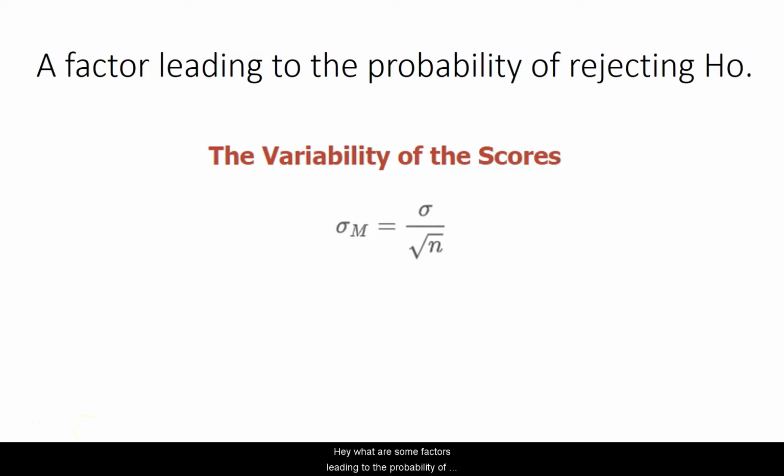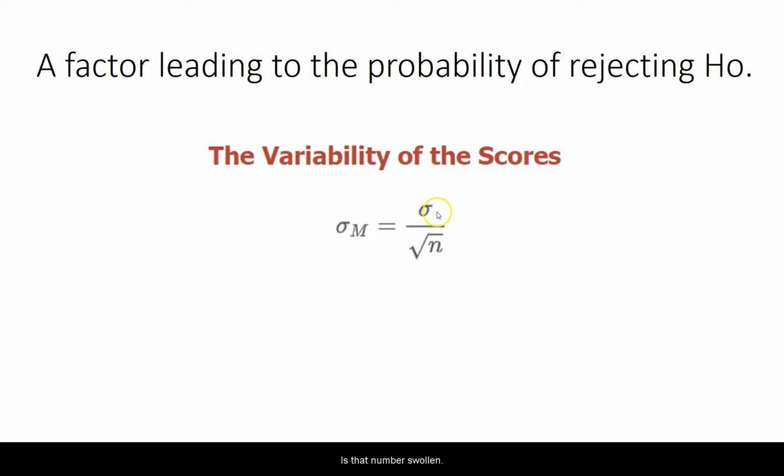Hey, what are some factors leading to the probability of rejecting the null hypothesis? Well, one is the variability of the scores. What we mean by that is the standard deviation in the population. Look up here on the top of the standard error term.